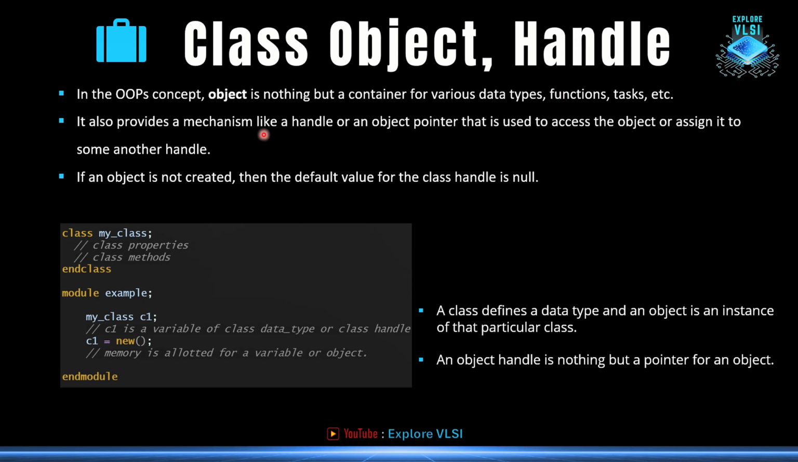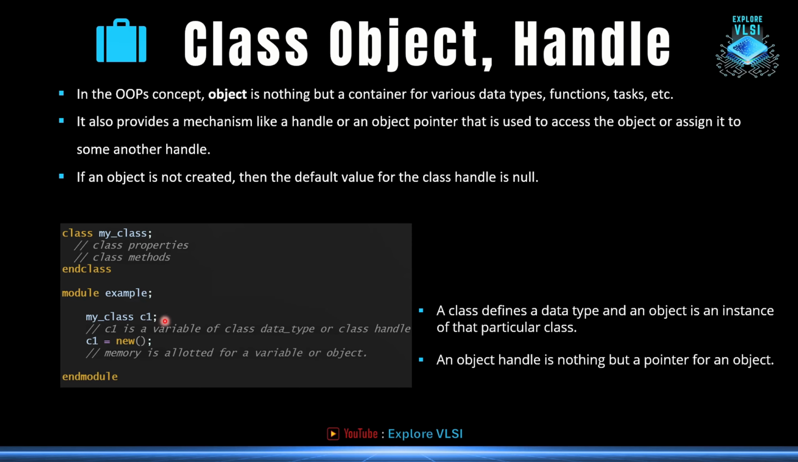So it provides a mechanism like handle or object pointer that is used to access the object or assign it to some other handle as well. So let's look at the example here. Class my class, and let's say it has some class properties called data members, and also it has class methods called task and functions. Inside a module example, I am using my class with a handle C1.